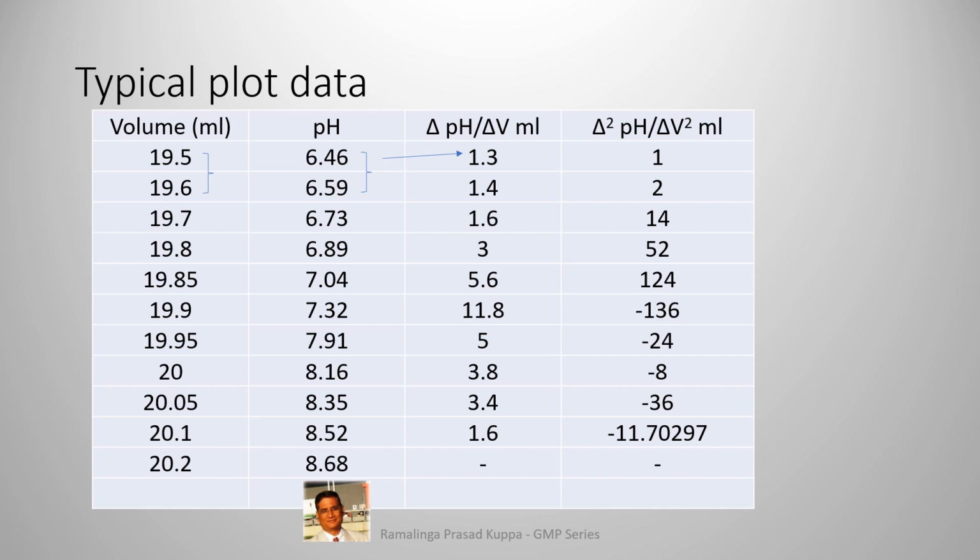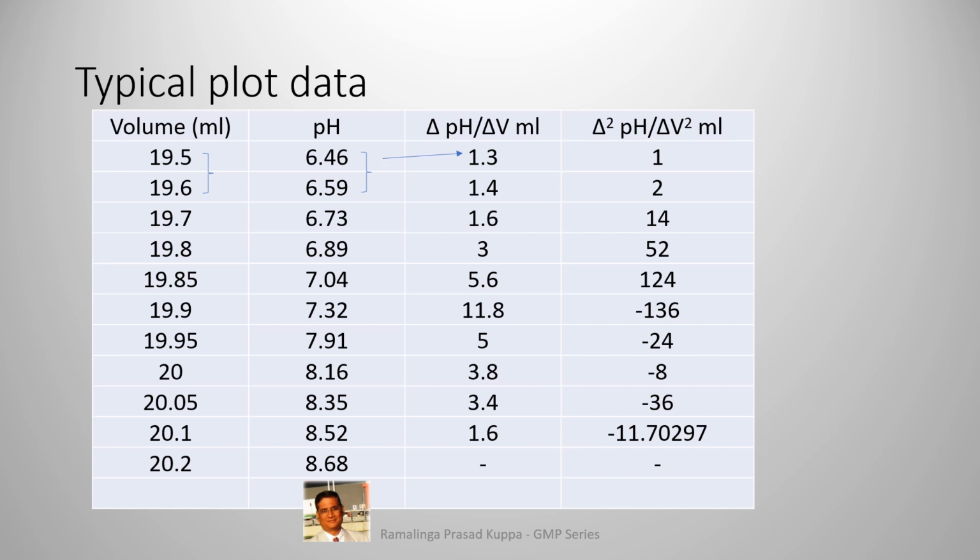If you plot the difference of data of volume, that is delta V, and the difference of pH value, that is delta pH, you get the first derivative graph. The advantage of this graph is that the endpoint can be easily found. You can see the example graph in the next slide.